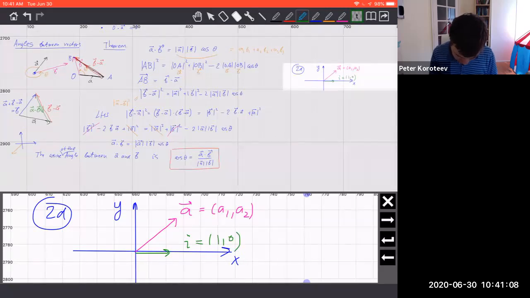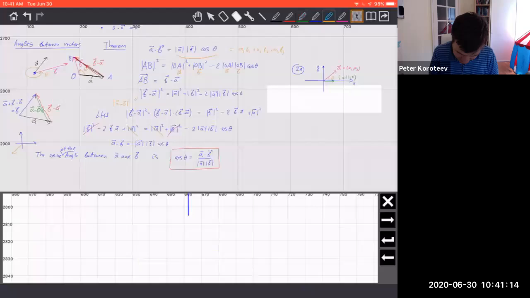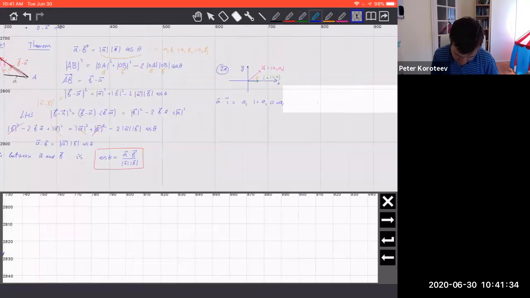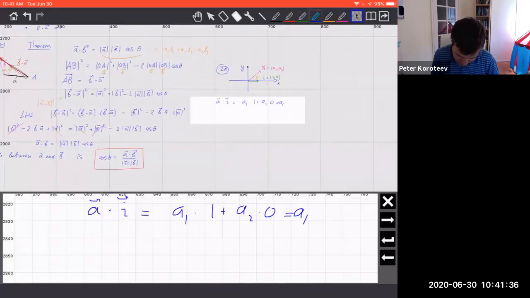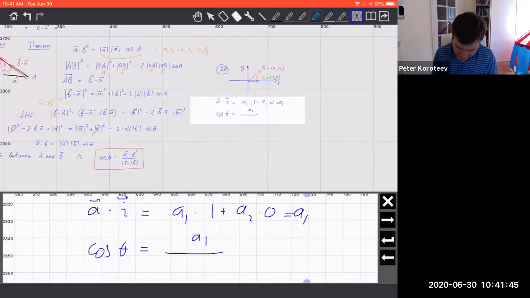So and then this angle is theta. Well, if you do the dot product, right? So if you do a dot I, you get a1 times 1 plus a2 times 0, so it's equal to a1. So therefore, from here it follows that the cosine theta is equal to a1 divided by the length, the absolute value of the vector a, which is equal to the square root of a1 squared plus a2 squared.